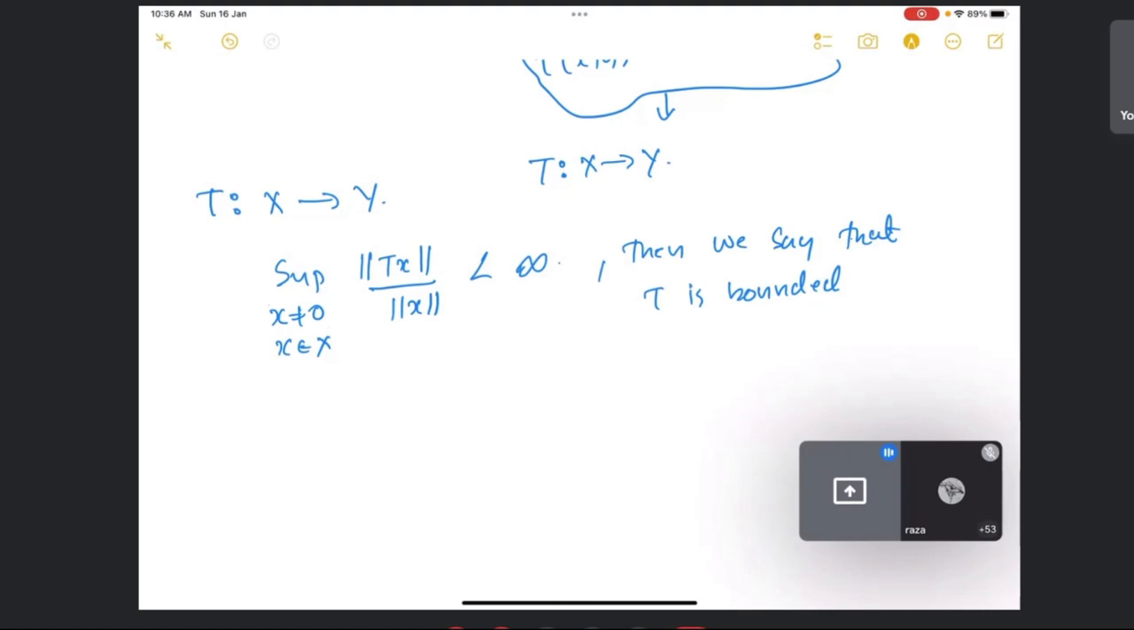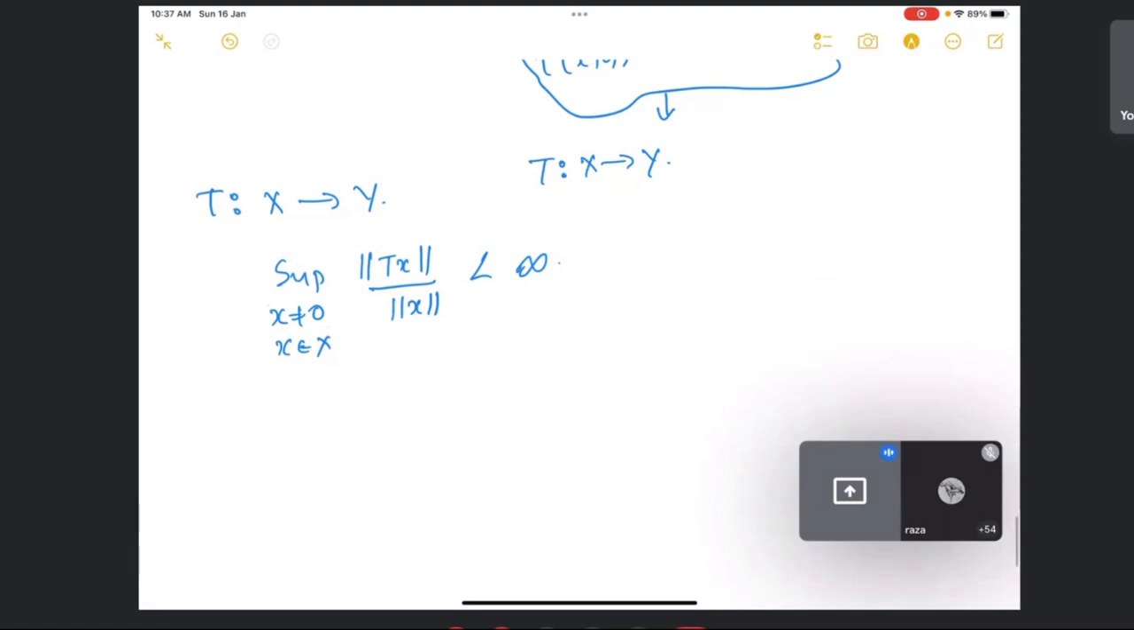This is not the usual definition of boundedness you are used to, because in real analysis or in some other subject, we say a function is bounded when modulus of f of x is less than M for all x in the domain D. This is the usual boundedness definition, but this is not the boundedness definition here.